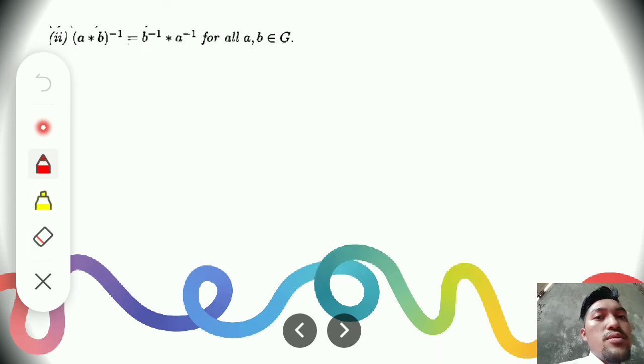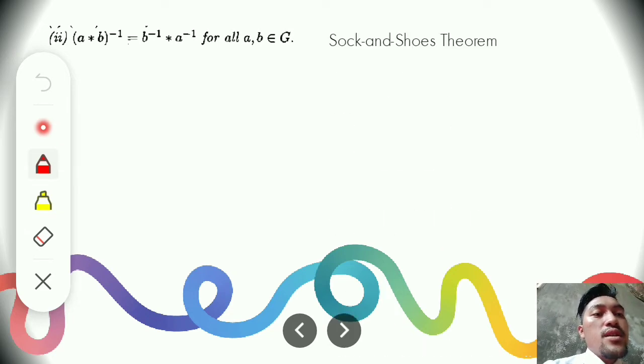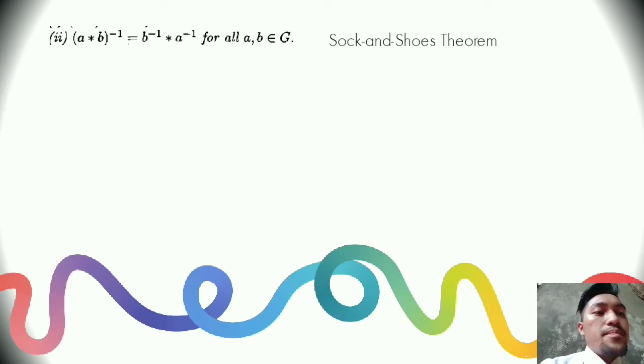For number 2, the inverse of a * b is equal to b inverse * a inverse, for all a, b in G. This is the socks and shoes theorem. Alright. When we put on socks and shoes, we put on first our socks and then our shoes. When we take off our shoes, we take off first our shoes and then our socks. And that's what the theorem is all about.